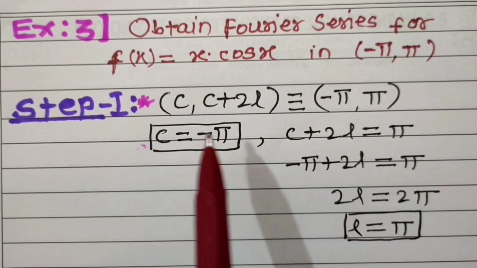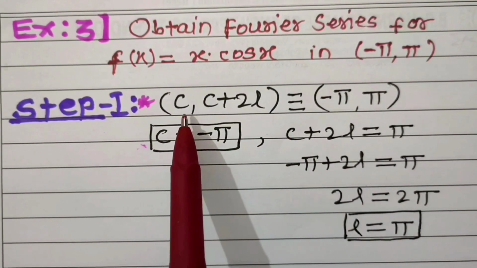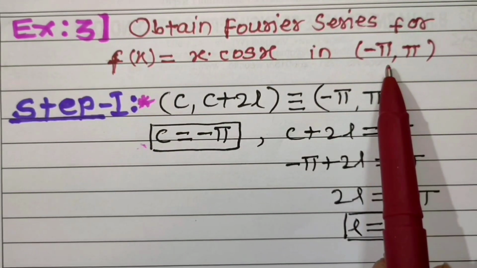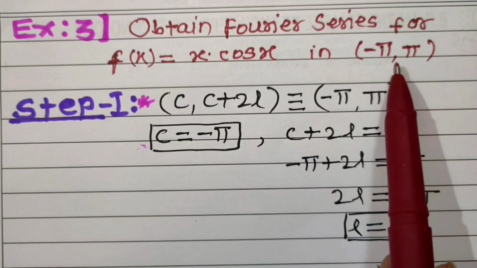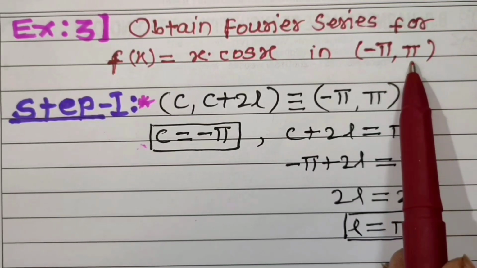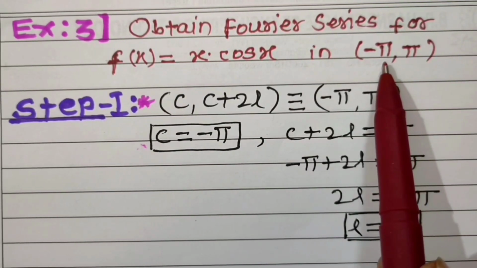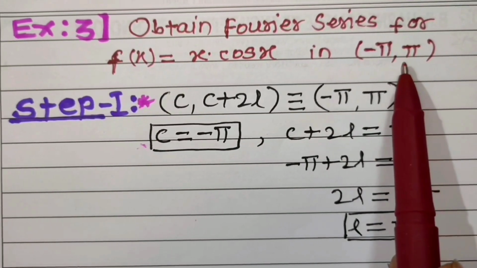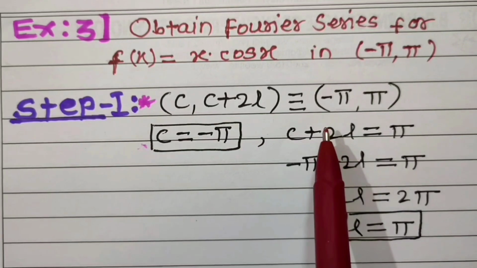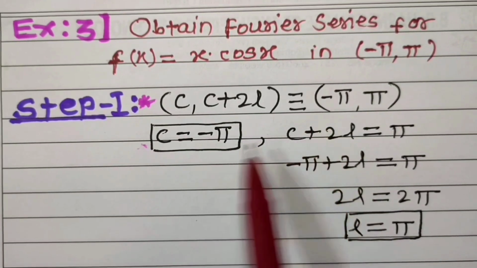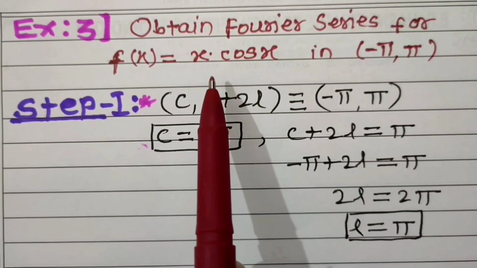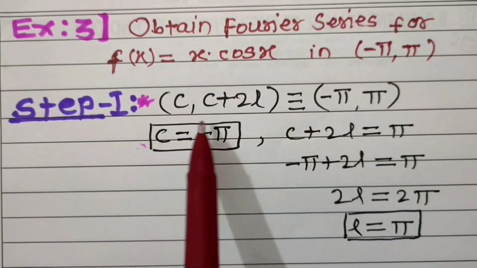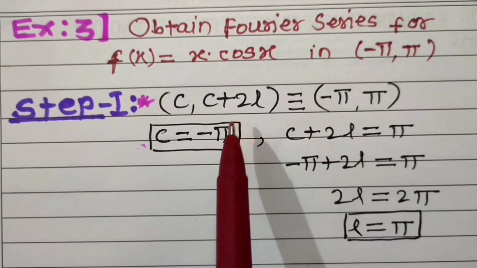In step number 1, first of all we have to find out value of c and value of L. And this interval is from minus pi to pi, means its upper limit is equal to pi and its lower limit is minus pi. Both are same but with opposite sign. That's why in this case we have to check whether the given function is either even or odd. So first of all compare the given interval with the general interval and get the value of c and L.